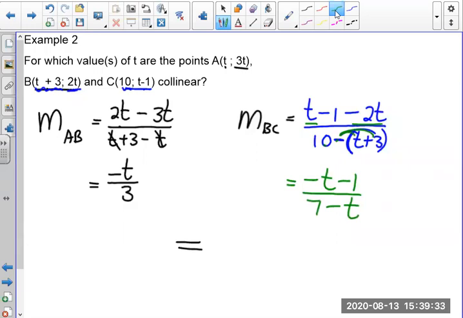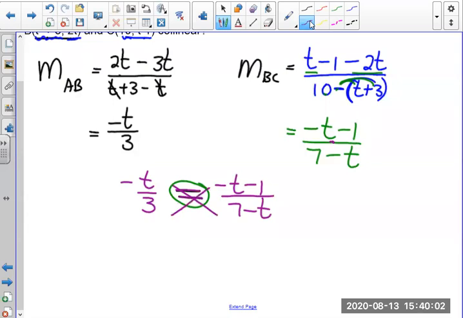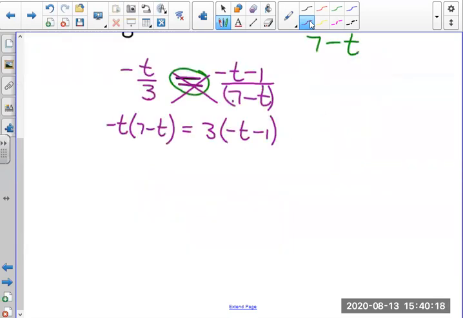So you first calculate the gradients, and then you equate the gradients for collinear points. So you're going to say, okay, this gradient here, minus t over 3, must be equal to this gradient here. And because it's fractions, if a fraction is equal to a fraction, we can cross multiply. So I'm going to take that minus t and multiply it with this 7 minus t. I put it in brackets because it's a two term. I'm going to take this 3 and multiply it by minus t minus 1. And I'm just going to solve.